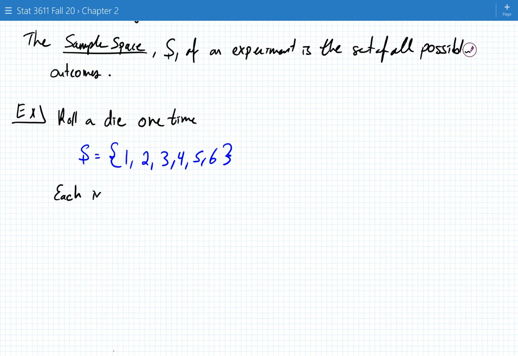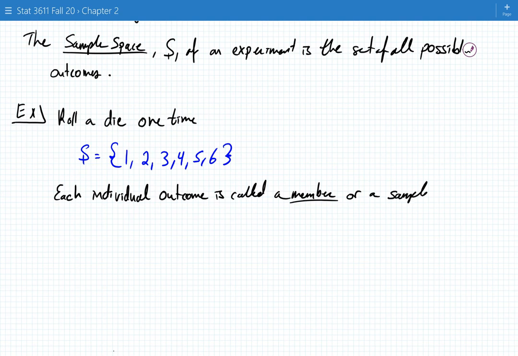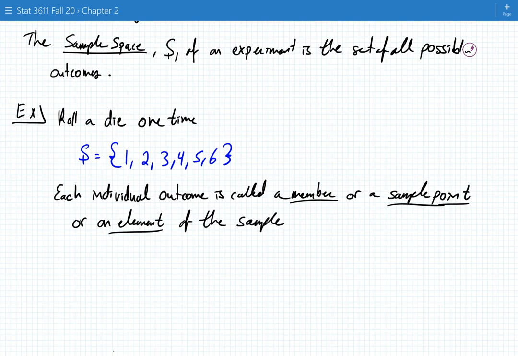Each individual outcome is now called a member or a sample point or an element of the sample space.